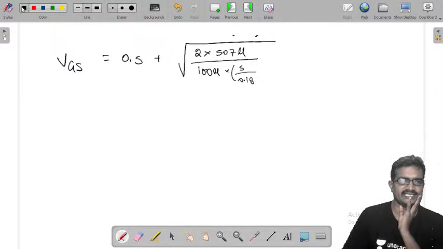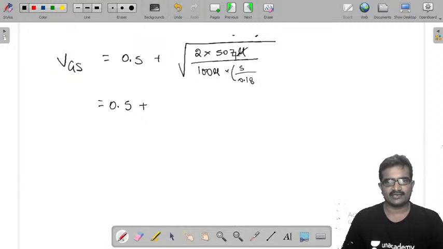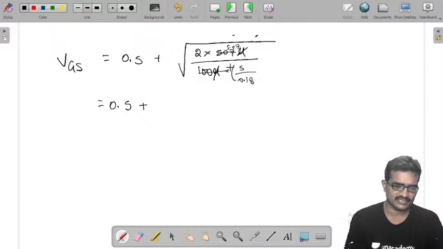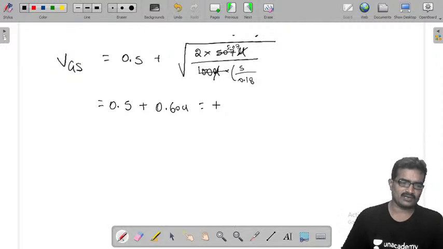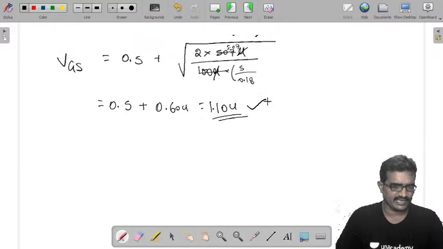Okay, now VGS is 0.5 plus, the micro gets cancelled, it is 5.07 into 2, that is 10.14 into 0.18 divided by 5, square root, that is 0.604, plus 0.5, 1.104. So 1.104. This is the VGS value.